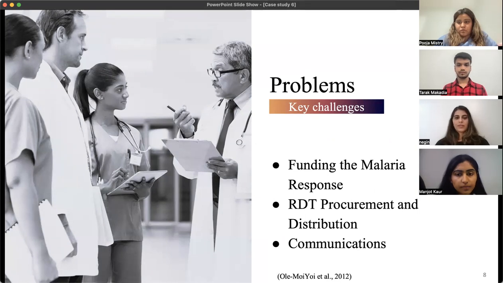The next one was communication problems, because inconsistencies between malaria cases reported by HMIS and those confirmed by NMCP caused issues. The number of reported instances decreased once RDTs were introduced. Also, accurate reporting and confirmation remained essential.